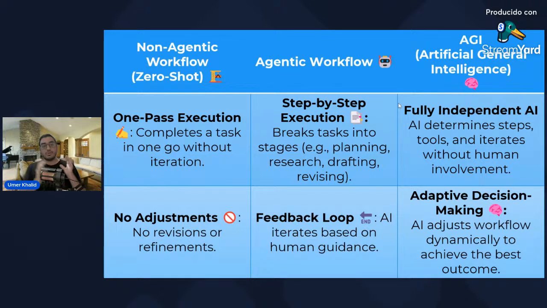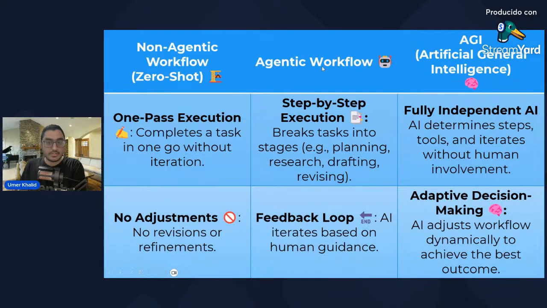But basically, the non-agentic workflow, zero shot or one shot prompting, is only one pass execution. So if you give one prompt to ChatGPT and say, okay, complete this task for me, without going in iterations, without going again and again, repeating and improving the output that ChatGPT gives you, that's called zero shot or one shot prompting, which means that it is not an agentic workflow. So this over here is non-agentic workflow.